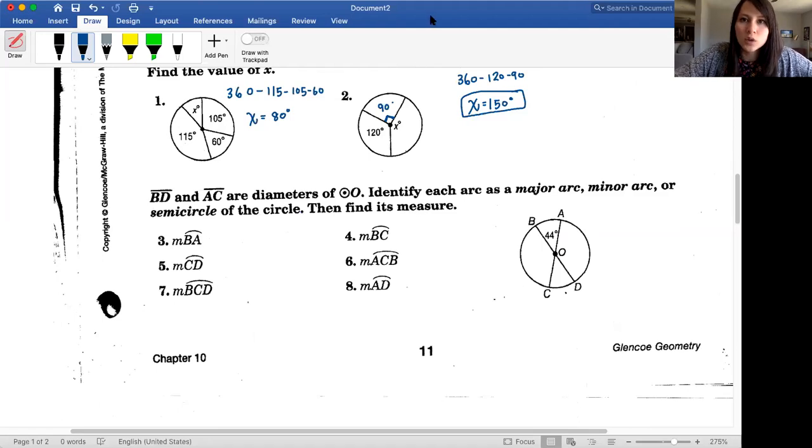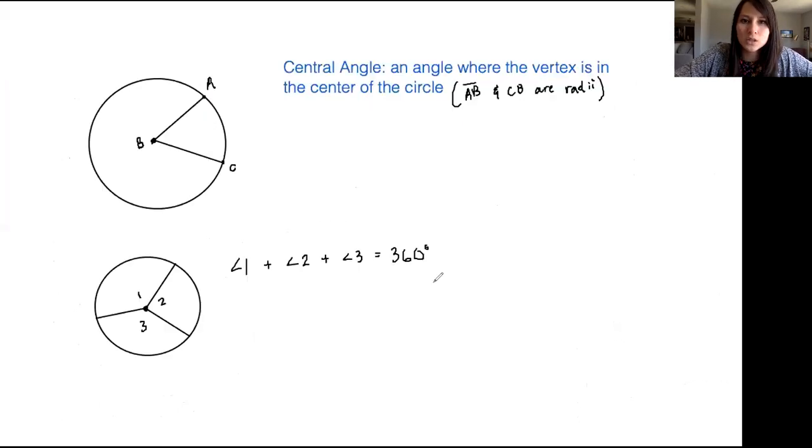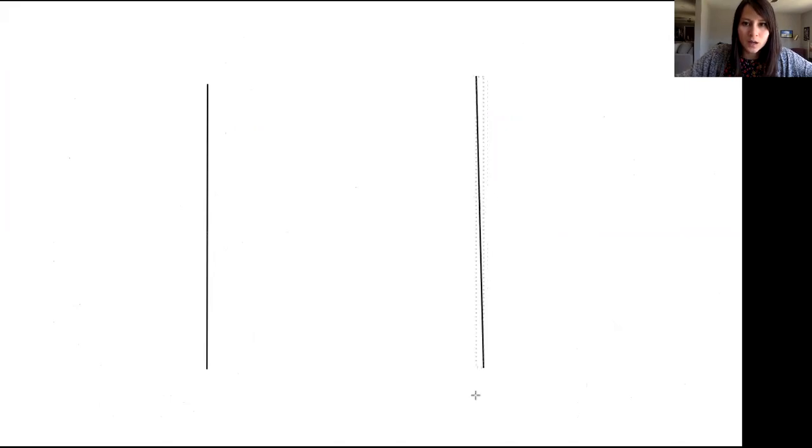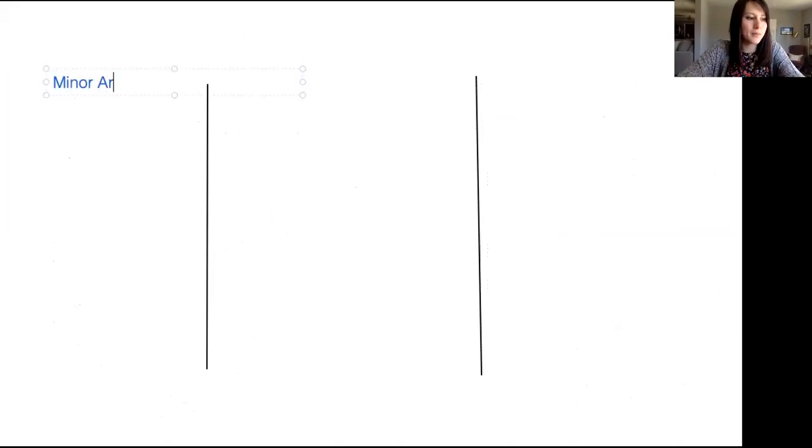Okay, let's take some more notes. So go back to your note page, and what I would like for you to do is divide your page into 3 columns, because we're going to look at 3 types of arcs of a circle. So we're going to draw a picture and describe it. And the first one we're going to look at is called a minor arc. And then the second one is called a major arc. And then the third one is called a semicircle.